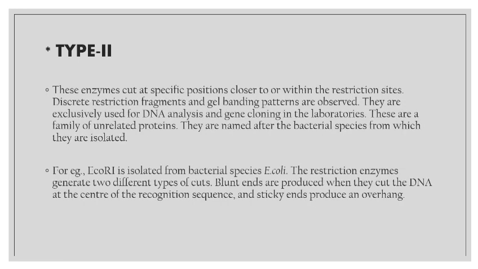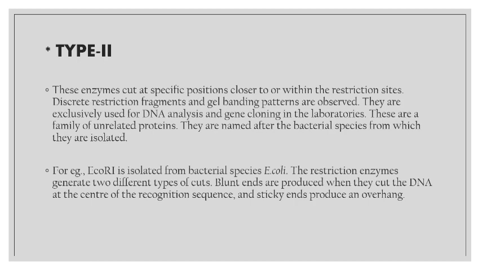Whereas in type 2, they cut at specific positions closer to or within the restriction sites. Discrete restriction fragments and gel banding patterns are observed. They are exclusively used for DNA analysis and gene cloning in the laboratories. These are a family of unrelated proteins. They are named after the bacterial species from which they are isolated.